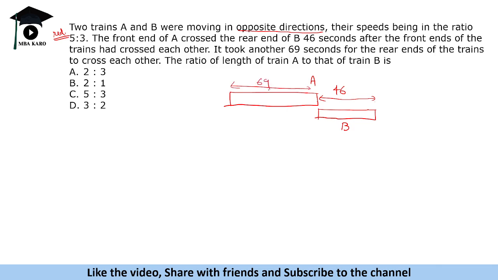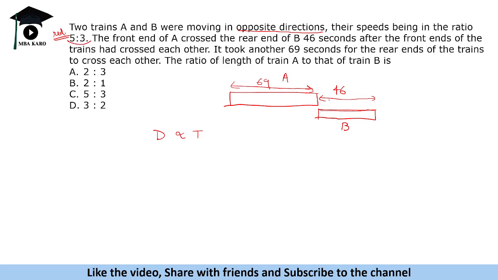It took another 69. So in this 46 seconds it has crossed this length, and in the next 69 seconds it will cross its own length. Now both trains are moving, it's not that they are stationary. So if we talk about the distance, distance is directly proportional to time taken, because speed is constant. In both cases the speed is the total speed of these two trains, so it does not matter, since speed will remain constant. So distance is directly proportional to time.